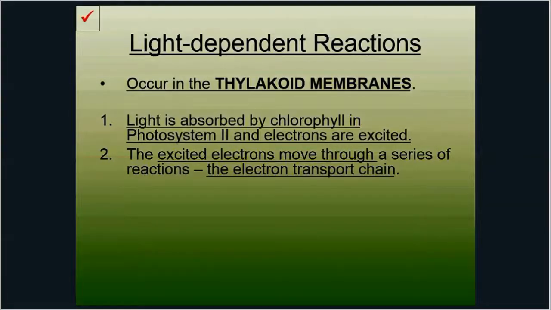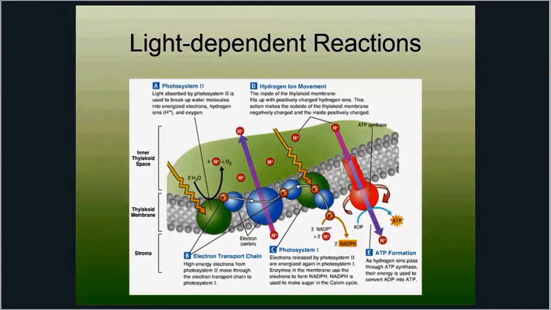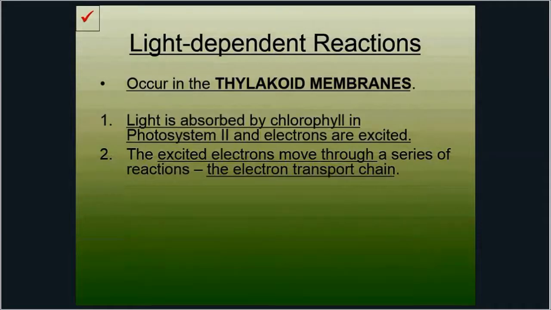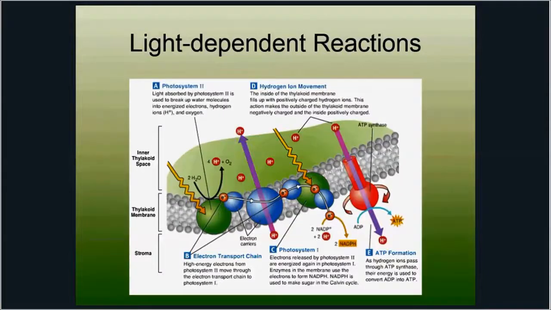The first thing that happens is light is absorbed by the chlorophyll in photosystem 2, and the electrons are excited. So chlorophyll is again the pigment within the cells, and photosystem 2 is just the name of the first protein in the chain that the electrons are going to move through. You'll see that in our next slide. The excited electrons move through a series of reactions that is called the electron transport chain, because it takes electrons and moves them. It transports them.